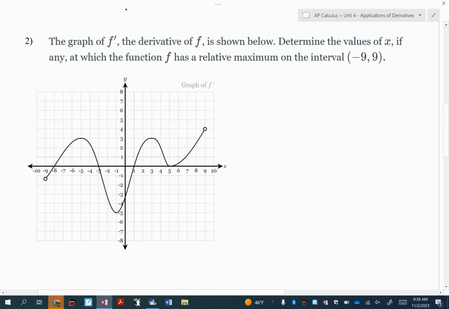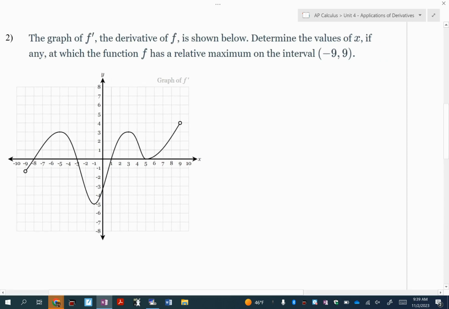Number 2, same start process here. Notice the graph says f prime, so this is the derivative. It says, where does the original function, f, have a relative maximum? So here's what I like to write. If f of x has a relative maximum, and you're going to literally see me do this, I did this in high school, did it in college. Relative maximum means we are increasing and changing to decreasing.